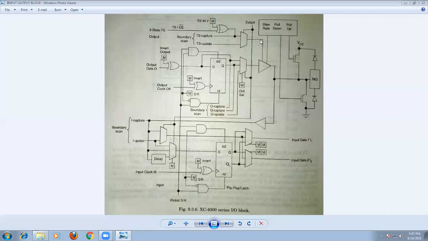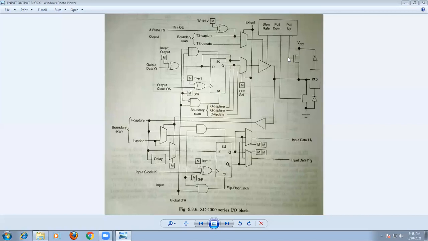When the output drives any external device, the reduction of the slew rate is desirable in order to reduce the noise that can occur when the output changes rapidly. So this is the function of the slew rate. Similarly, we have the pull-up and pull-down signals, that is the pull-up bit and also the pull-down bit. We'll discuss this now.